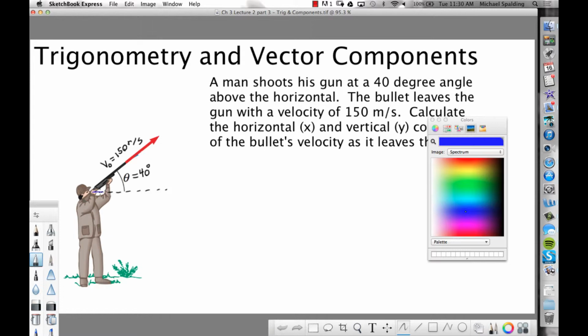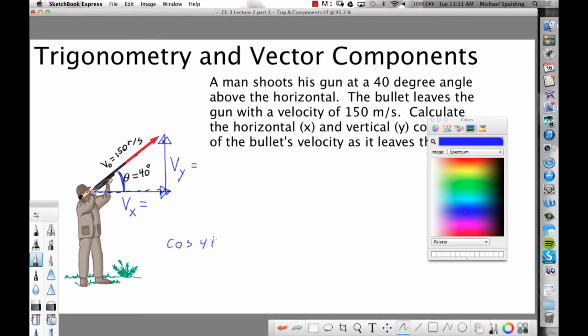So what I'm showing right here, this arrow represents velocity in the x direction. This arrow here represents velocity in the y direction. Because if the guy shoots the gun at an angle, the bullet has x velocity and y velocity simultaneously, right? Now, how are we going to get this x velocity? Sine or cosine? So we look where the angle is. The angle is right here. So Vx happens to be adjacent. The 150 is the hypotenuse. So what's adjacent and hypotenuse? Cosine.